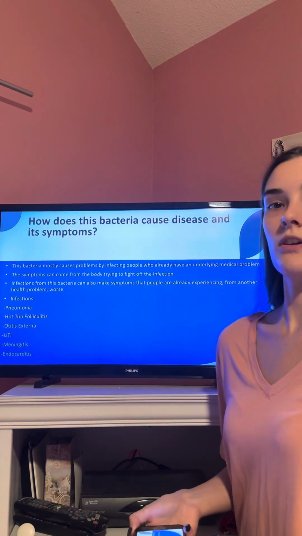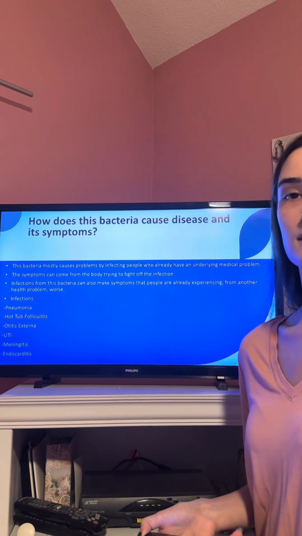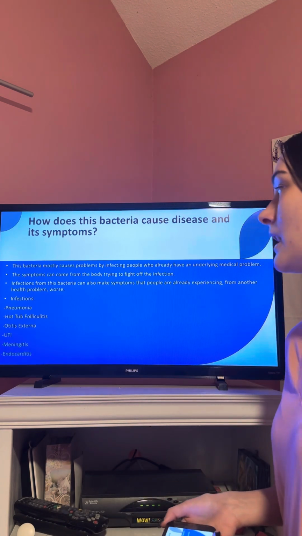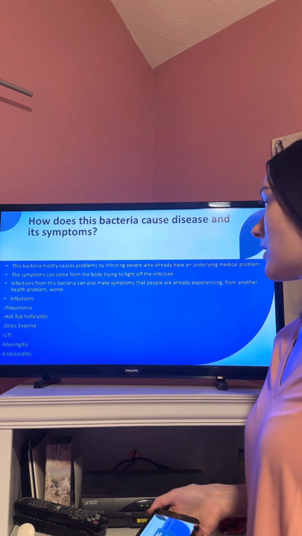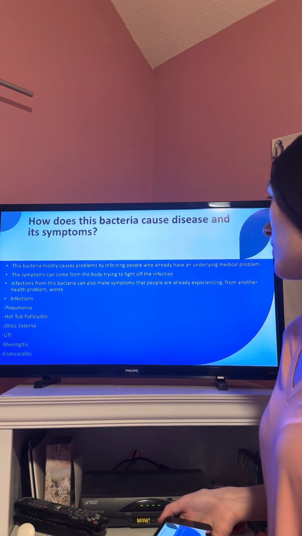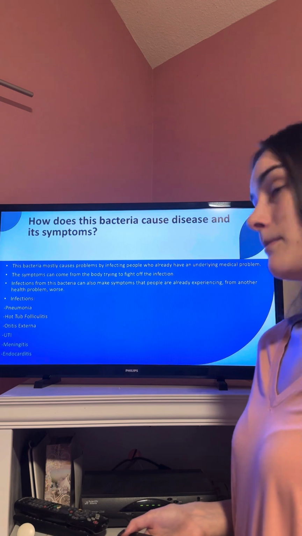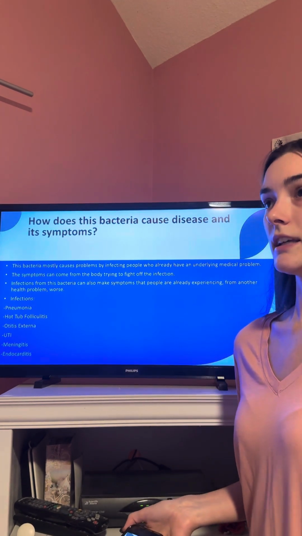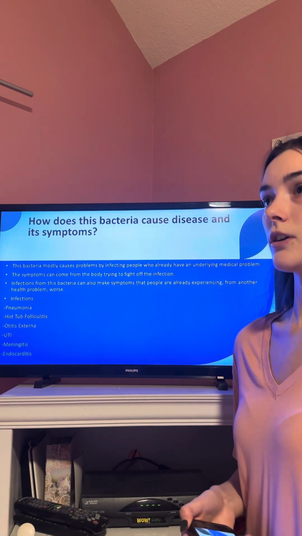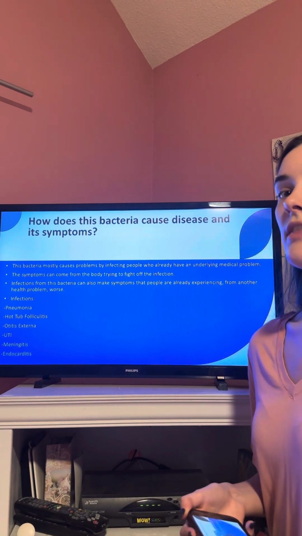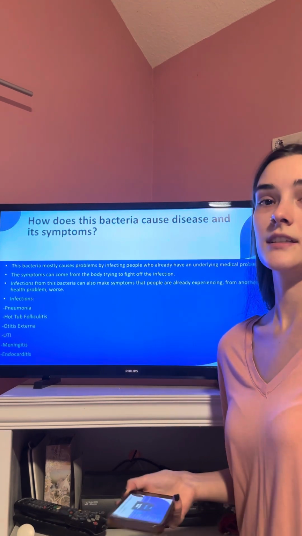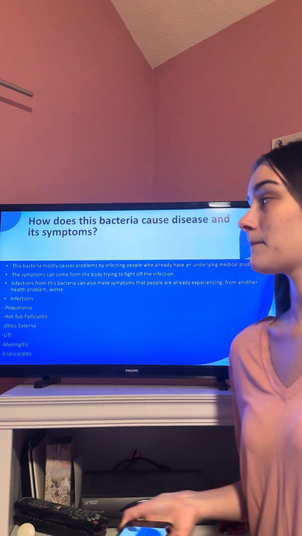Things like fever and sweats and stuff like that can be from your body trying to fight off the infection. Infections from this bacteria can also make symptoms that people are already experiencing from another health problem worse. For example, burns. If a burn patient gets an infection with Pseudomonas aeruginosa, then that burn is going to get worse and it's going to take longer to heal, which causes more pain in the end.